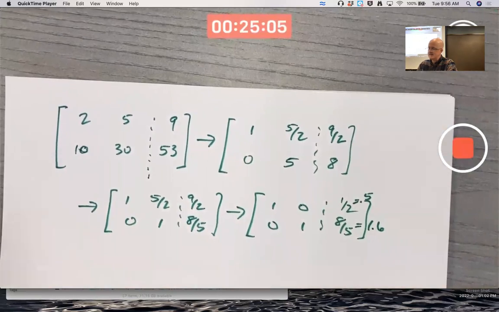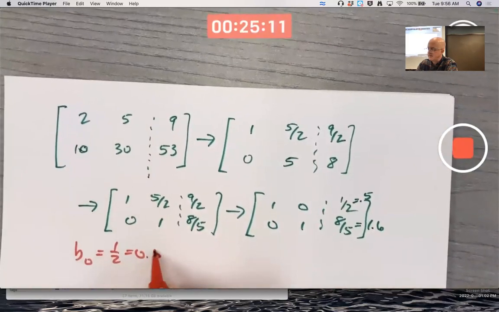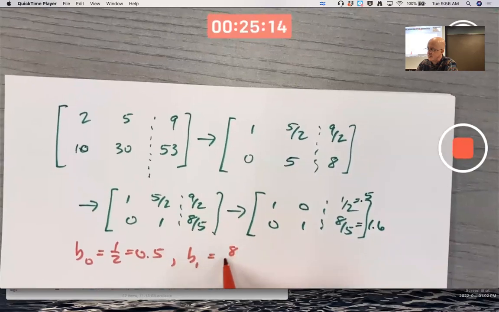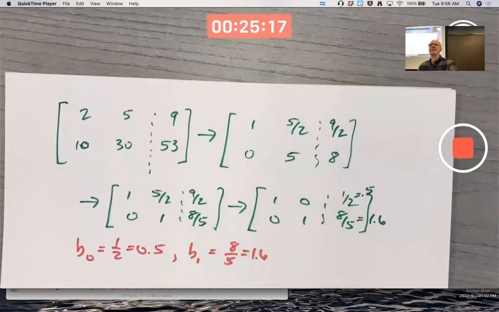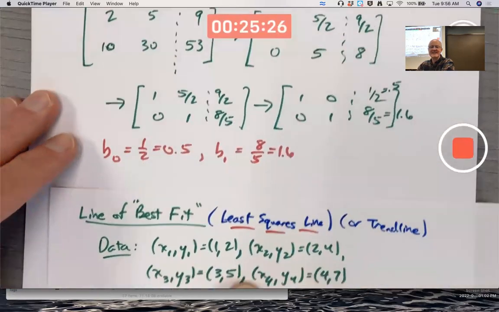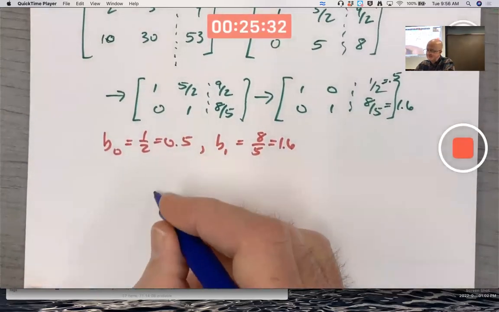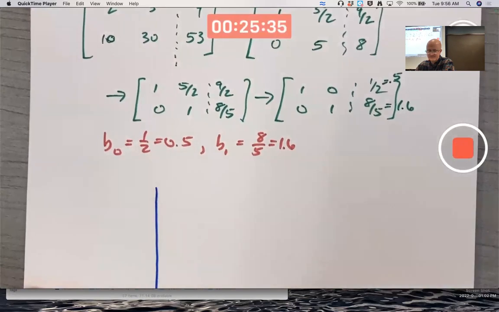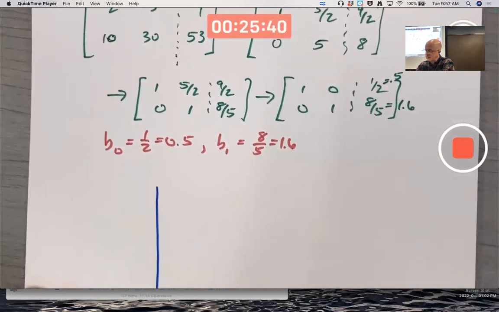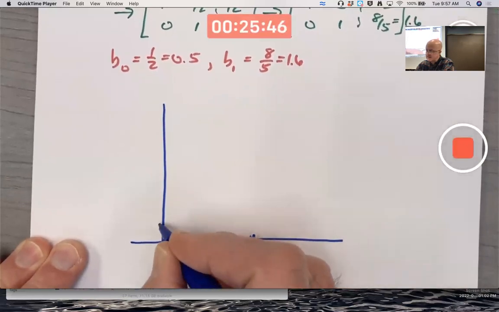Looks like B0 was the first unknown. That's 1/2, 0.5. And B1 is 8/5 or 1.6. Let's go ahead and make a hand graph to see how good the fit is just by hand. So plot these points. Try to do a halfway decent job. One, 2, 3, 4 are the x coordinates. And the y coordinates go from 2 up to 7.